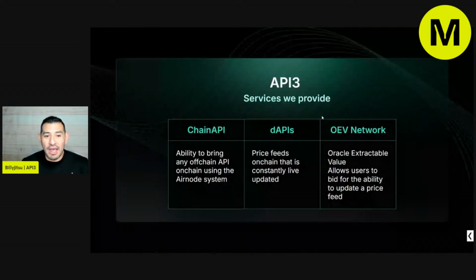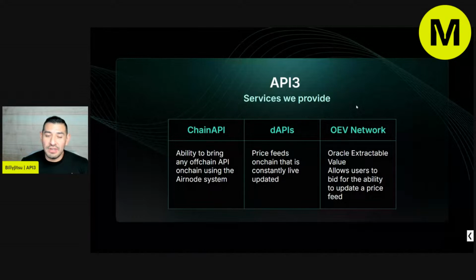We have ChainAPI, which is the ability to bring any off-chain API on-chain with the Airnode system. If you're running your own REST API, there is a free open source tool that we have called ChainAPI that you can use to bring your own real-world asset data on-chain. dAPIs, which we did in the first workshop, are the price feeds that we bring on chain. It's constantly updated with a push oracle.